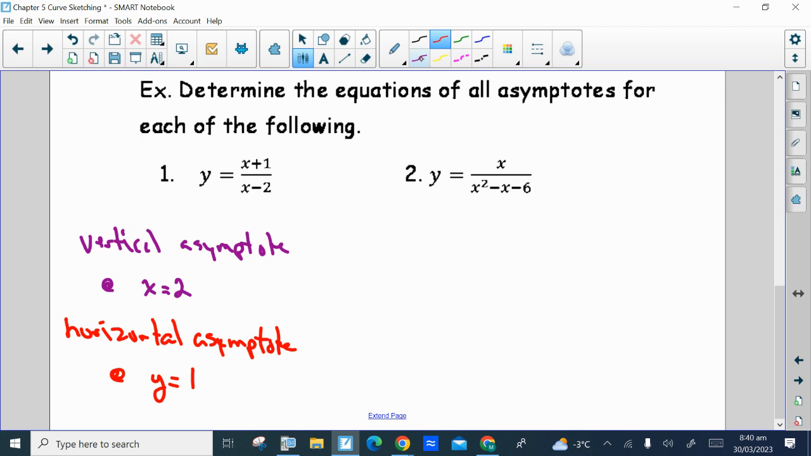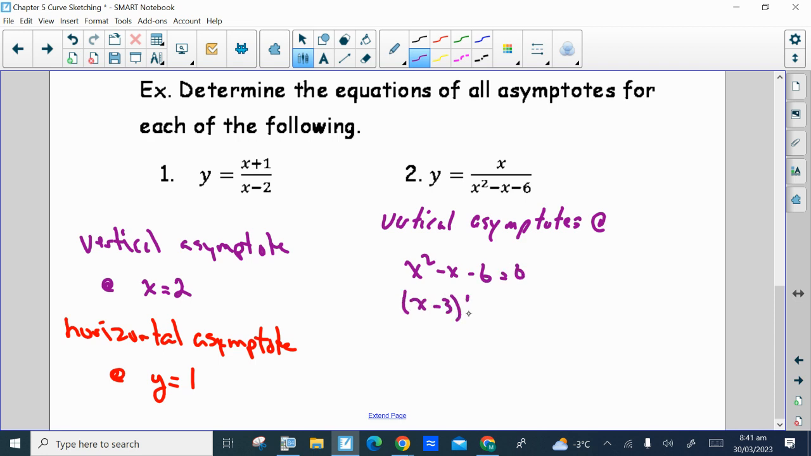All right? Now for number 2, we can find our vertical asymptotes by factoring the denominator. Right? We need to find the value or values of the variable where the denominator equals 0. And we've done this before. If we factor it, it's much easier to solve that equation. The factors are x minus 3 and x plus 2. So our vertical asymptotes will be at positive 3 and negative 2.